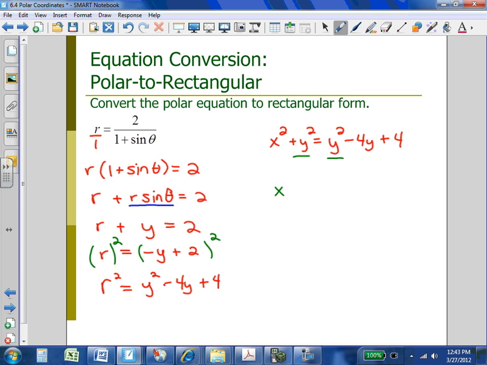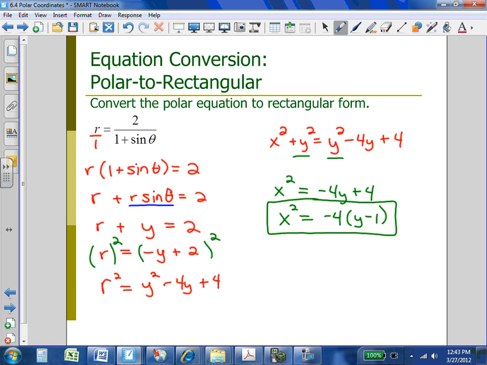But a good way to leave it is in a parabola form, and you may recognize this when we're done, though it's been a few months. x squared equals negative 4y plus 4. And I can factor a negative 4 out on this side, and that would be y minus 1 over here, at our x squared. That's a parabola. So there you have it. It's all in rectangular. x's and y's, no r's left over, no thetas left over.